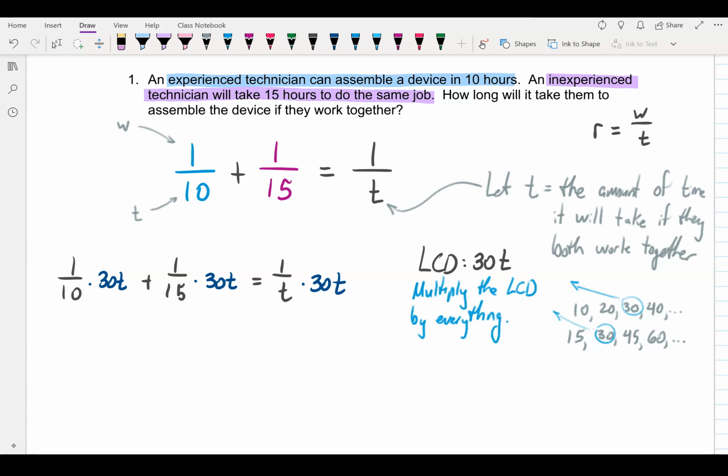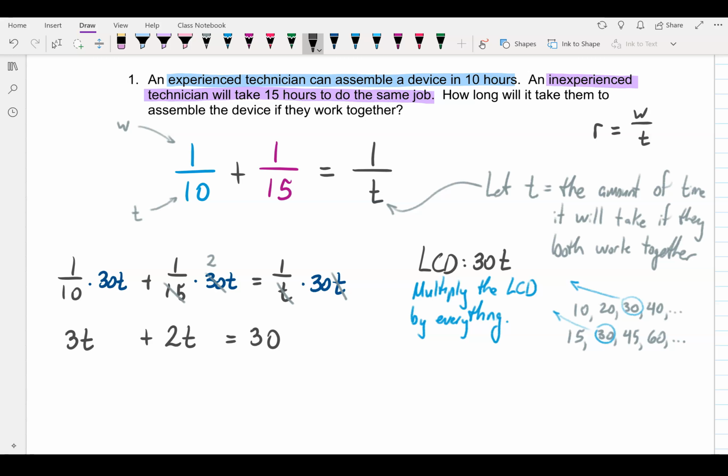And now we start to play the cancel game. 30t divided by 10. That's 3t. 30t divided by 15. Well, the 30 and the 15 can simplify down to 2, so that's a 2t. And then we have 30t divided by t. The t is canceled, 30 remains. 1 times 30 is still 30.